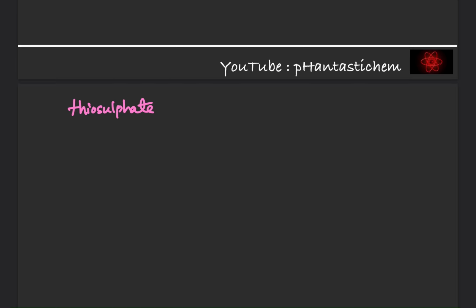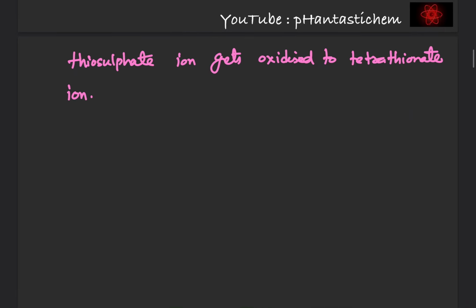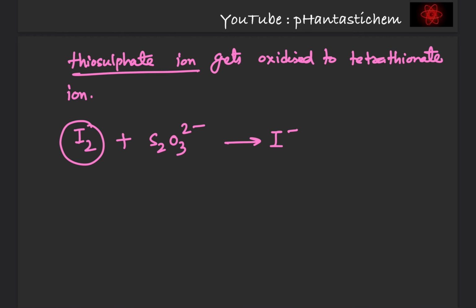Okay, thiosulfate ion gets oxidized to tetrathionate ion by the iodine. Okay, so with respect to reactions, I can write I2 plus the thiosulfate ion, whose formula is S2O3 2 minus. Iodine is converted to iodide, and thiosulfate is oxidized to tetrathionate ion, and the formula of tetrathionate ion is S4O6 2 minus.